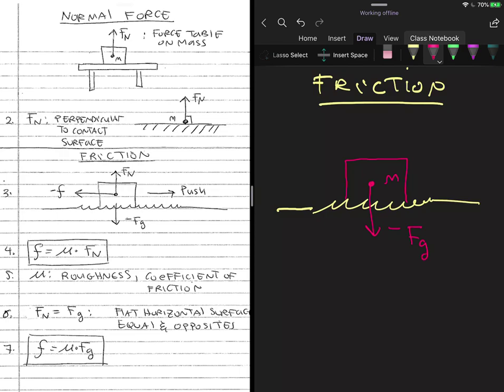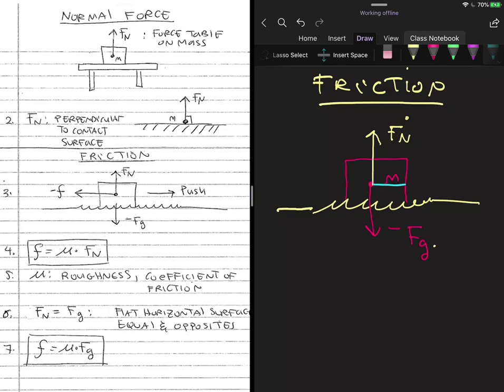Next, this crate is in contact with the floor. So the floor is going to exert a force. Let's call it, I'll pick this color here. It's going to exert a force Fn on it, or a normal force. And because the crate is not moving up and down, the normal force is going to equal the weight, the downwards weight.